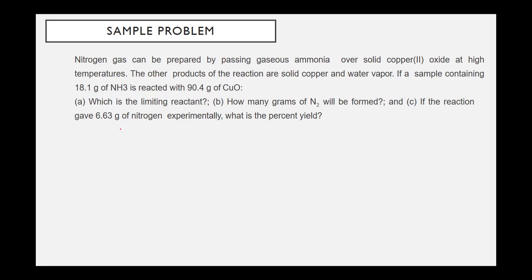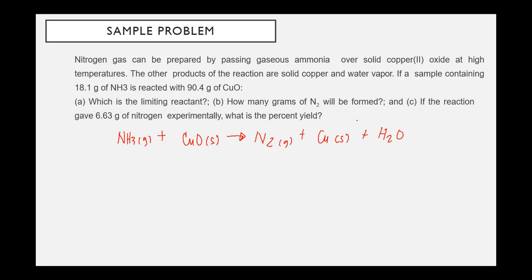So, nitrogen gas daw can be prepared by passing gaseous ammonia. Gaseous ammonia, i-react daw natin siya sa solid copper(II) oxide. And magpo-form siya ng nitrogen gas as well as copper and water vapor.